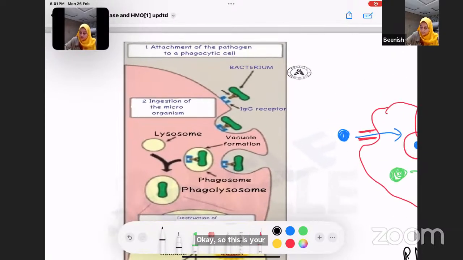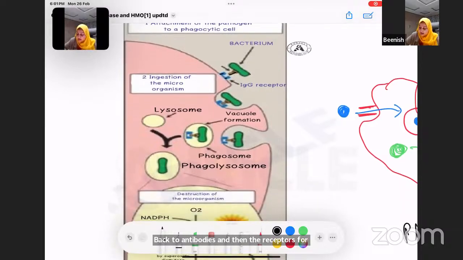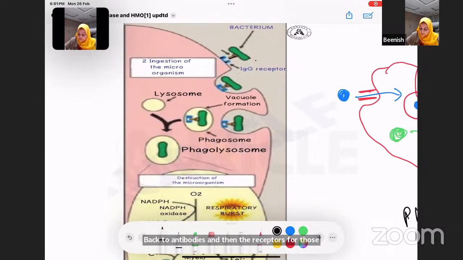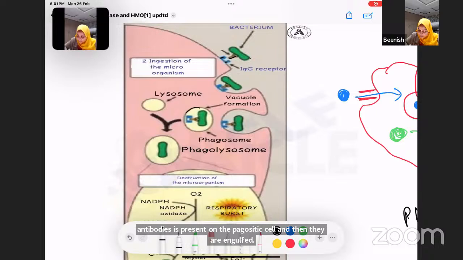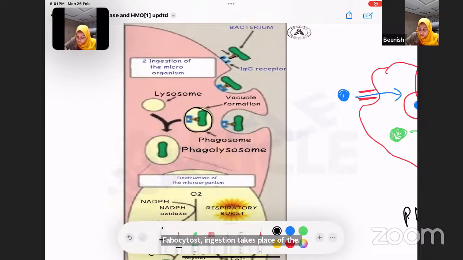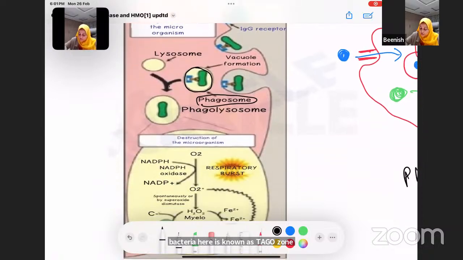See, this is what is happening. This was your bacteria. The bacteria is attacked by antibodies, and the receptors for those antibodies are present on the phagocytic cell, and then they are engulfed, phagocytosed. Ingestion of the microorganism takes place here. Then the vacuole that forms around the engulfed substance, that is the bacteria here, is known as the phagosome. Now this phagosome combines with the lysosome to form what is known as the phagolysosome.